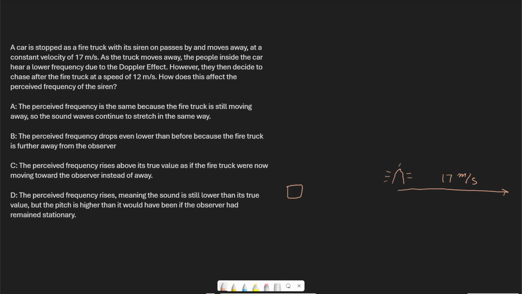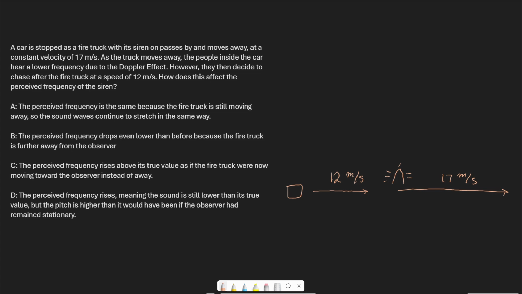But now it says that we decide to chase after the fire truck. I don't know why we decided to do that, but let's just say we did. We decided to chase after the fire truck at a velocity of 12 meters per second. All right, so what's happening here? Let's think about this, right? We're moving at 12 meters per second. We're chasing the fire truck, but the fire truck is still moving faster than us, right?